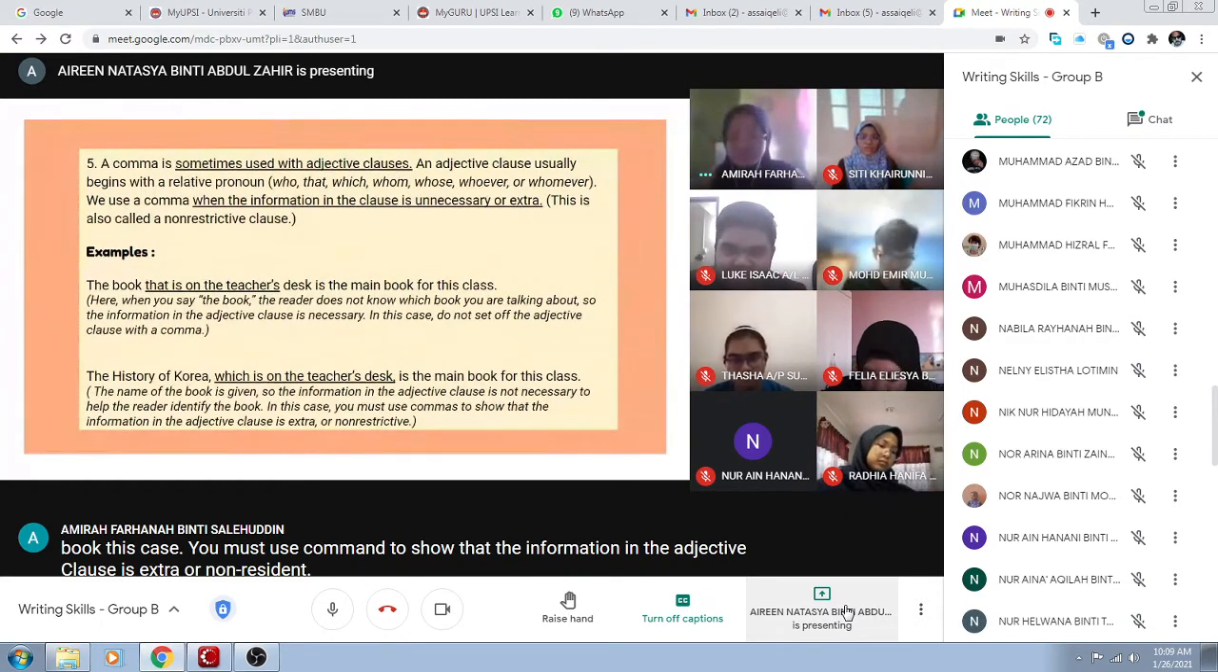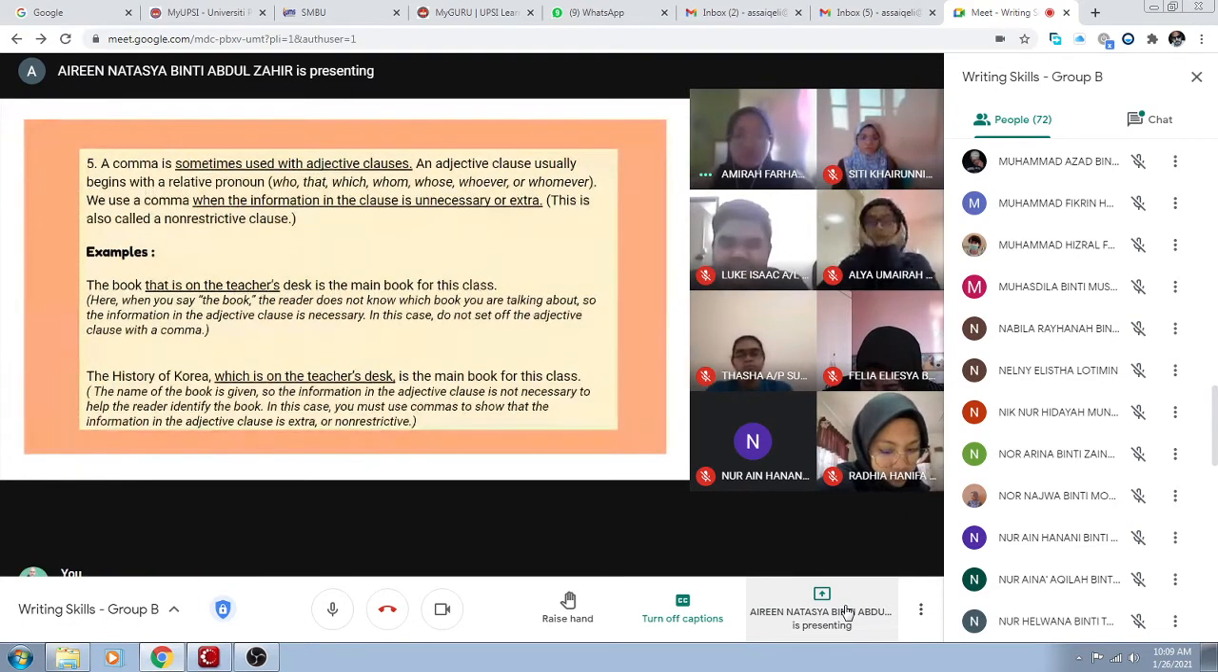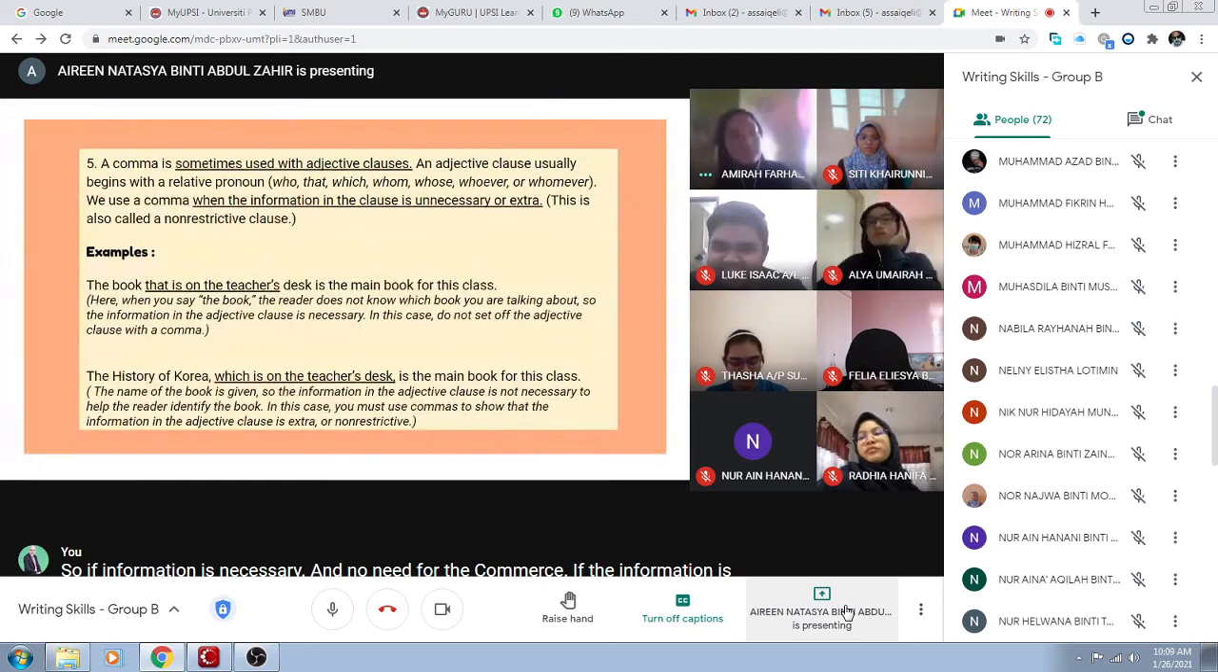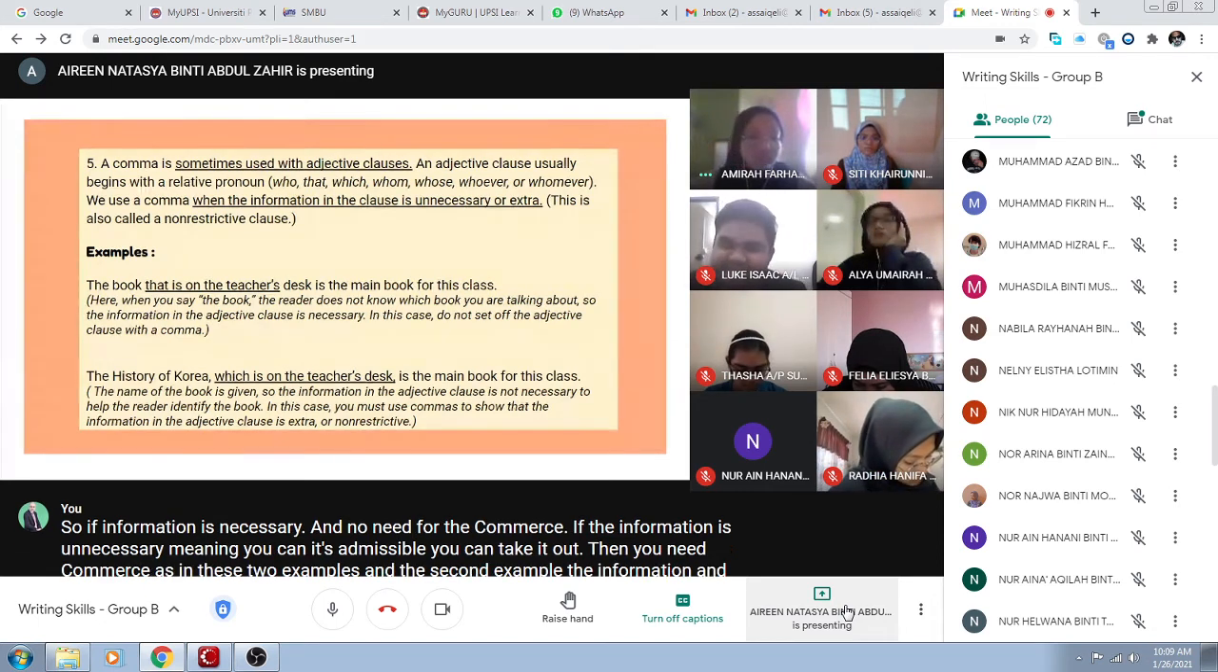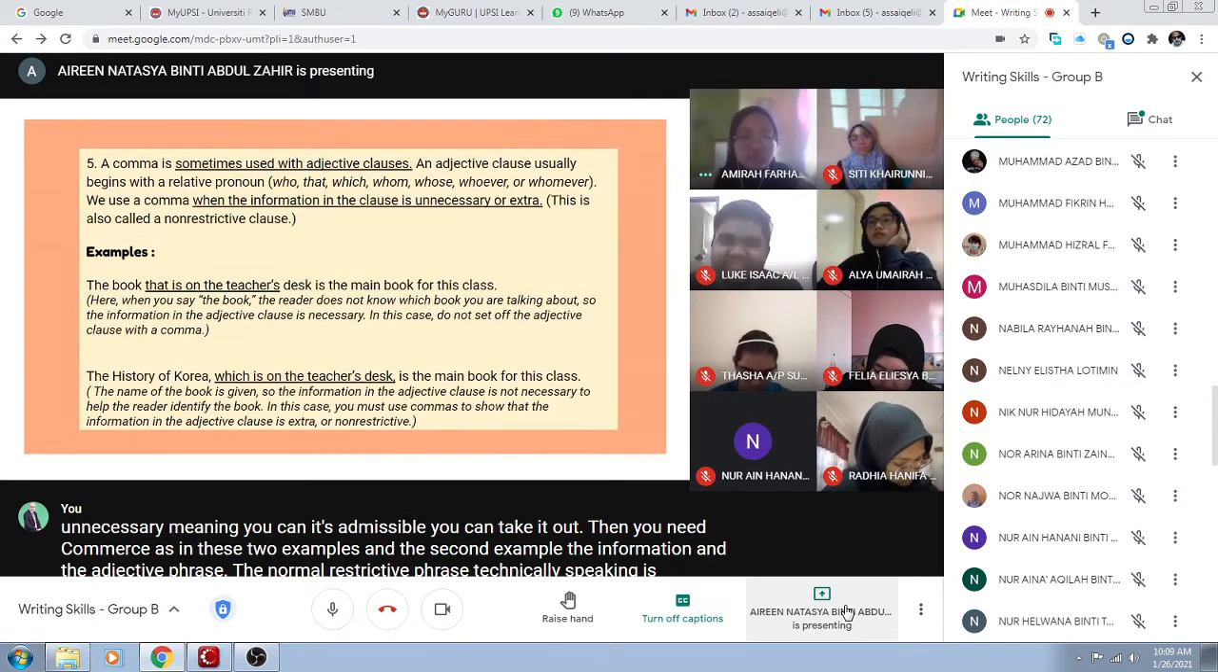If the information is unnecessary, meaning it's omissible, you can take it out, then you need commas, as in these two examples. In the second example, the information in the adjective phrase, the non-restrictive phrase, technically speaking, is unnecessary or omissible. You can take it out. It will not affect the meaning. You can read the sentence without it. The history of Korea is the main book for this class.